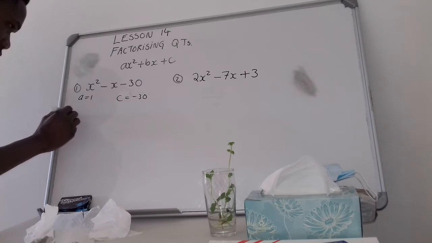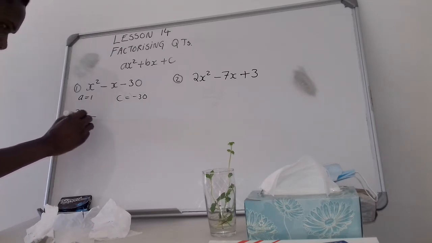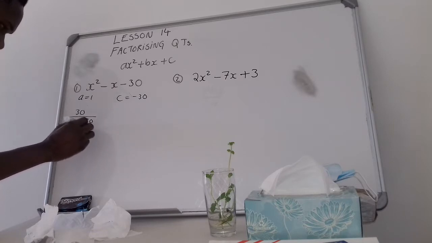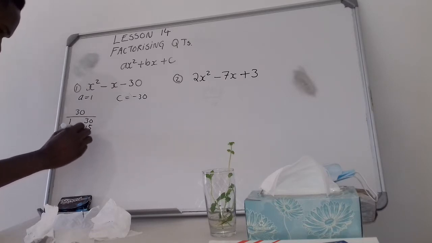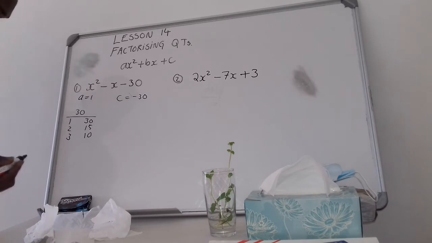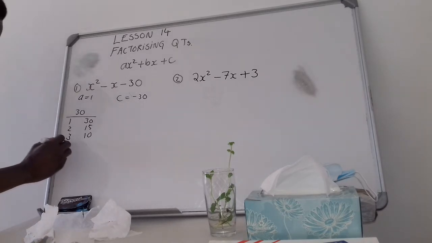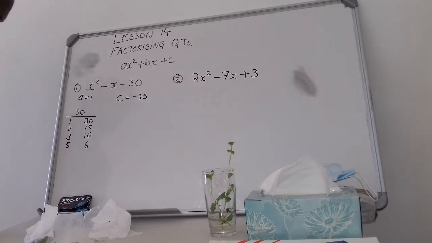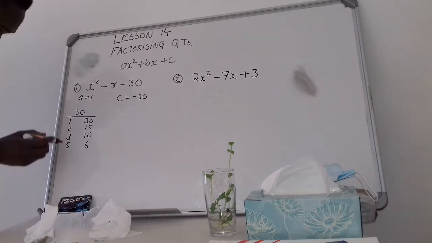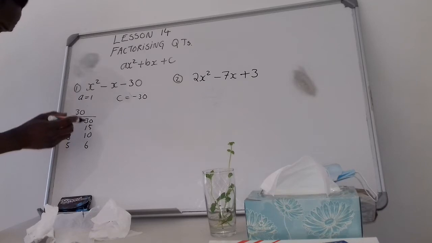So 30 has the following factors. We have 1 goes into 30, 30 times, 2 goes into 30, 15 times, 3 goes into 30, 10 times, and 4 cannot go into 30 exactly, so we take 5 and it goes in 6 times. So I think these are the only factors of 30: 1, 2, 3, 5, 6, 10, 15 and 30.